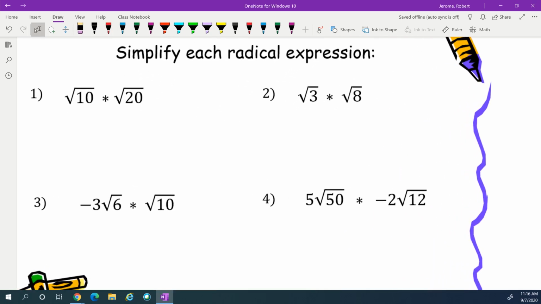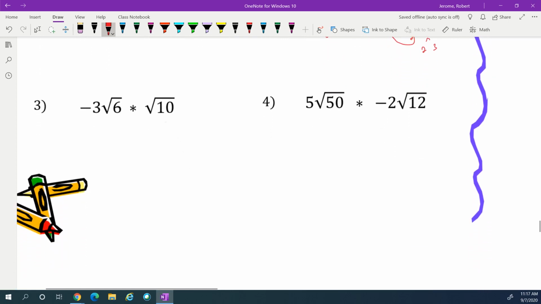All right, so let's see how you did. I get square root of 24, and I like to break it down: 2 and 12, 2 and 6, 2 and 3. There's my pair. So 2 square root 6.